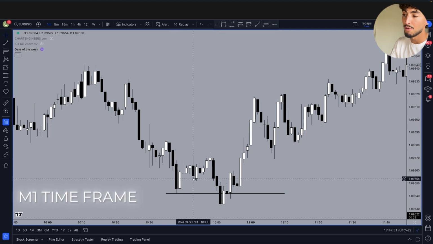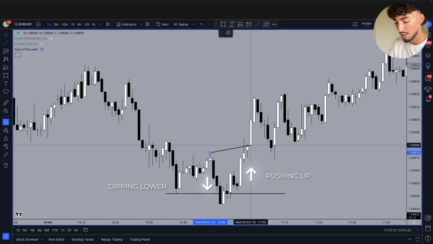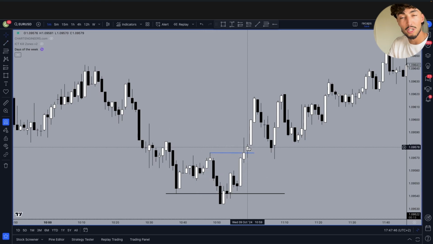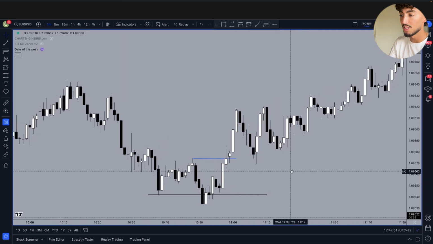This is the M1 time frame. As you can see, price is dipping lower, it's pushing up, and then this high here, this swing high here was the last swing high before the sweep, and after price closes above it on the M1, I can draw my entry, basically. It's always the same, it's 100% systematic.